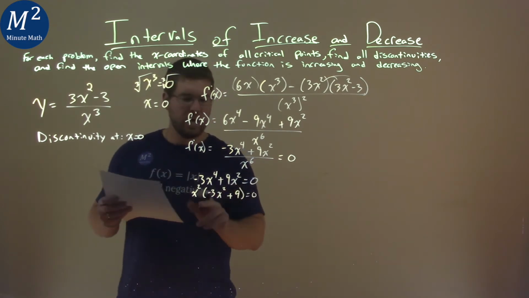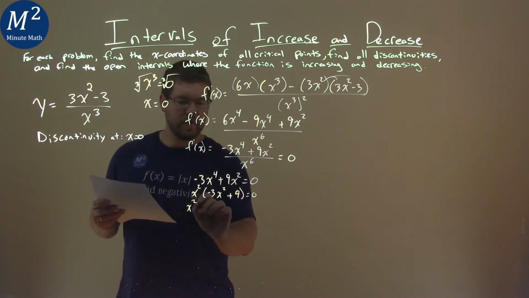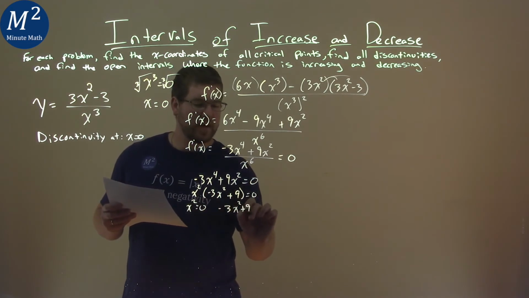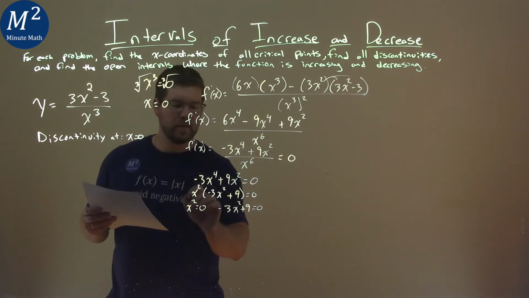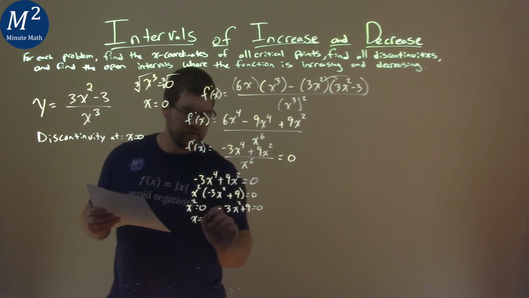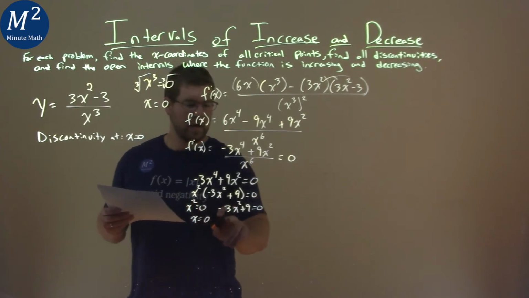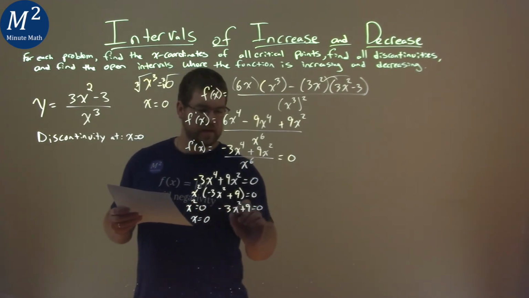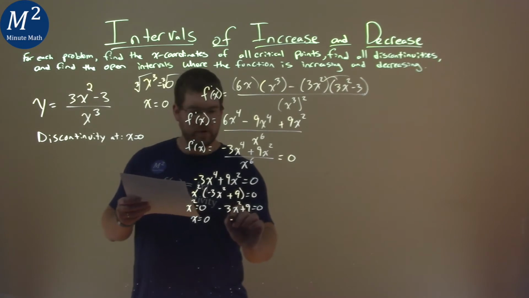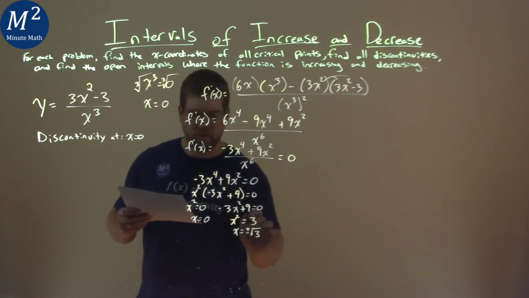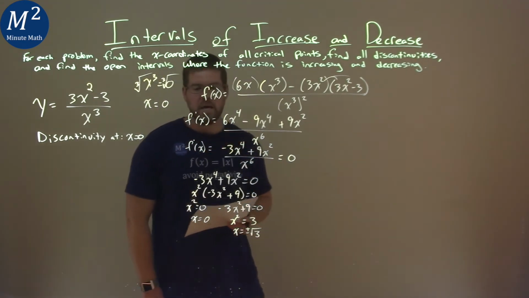Okay? Well, let's set both parts equal to 0. x squared equals 0. Negative 3x squared plus 9 equals 0. Solving, square root of both sides: x equals plus or minus 0, which is just 0 here. And we have negative 3 and 9. Subtract the 9, divided by negative 3. We have x squared comes out to be a positive 3, square root of that, x equals plus or minus square root of 3. Okay.